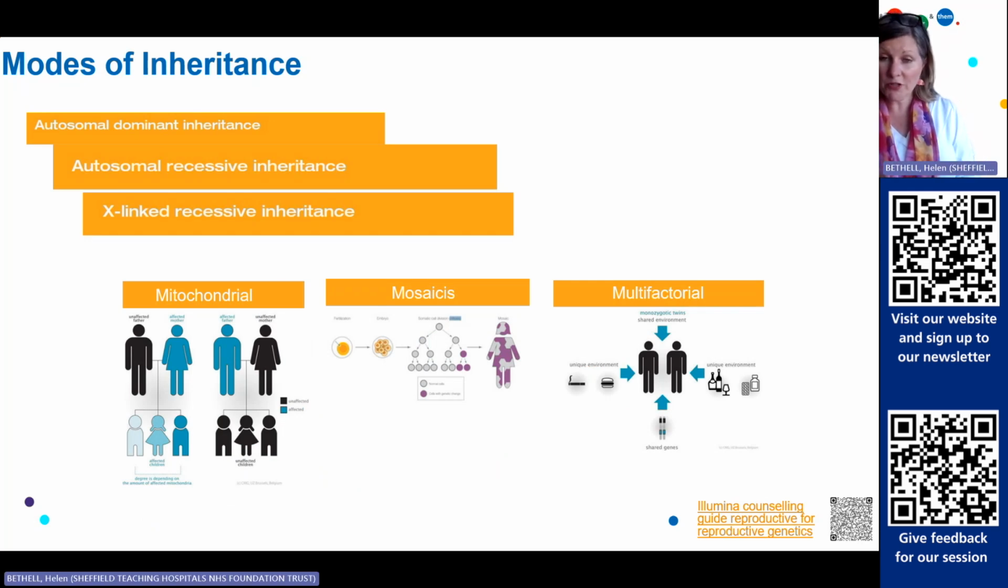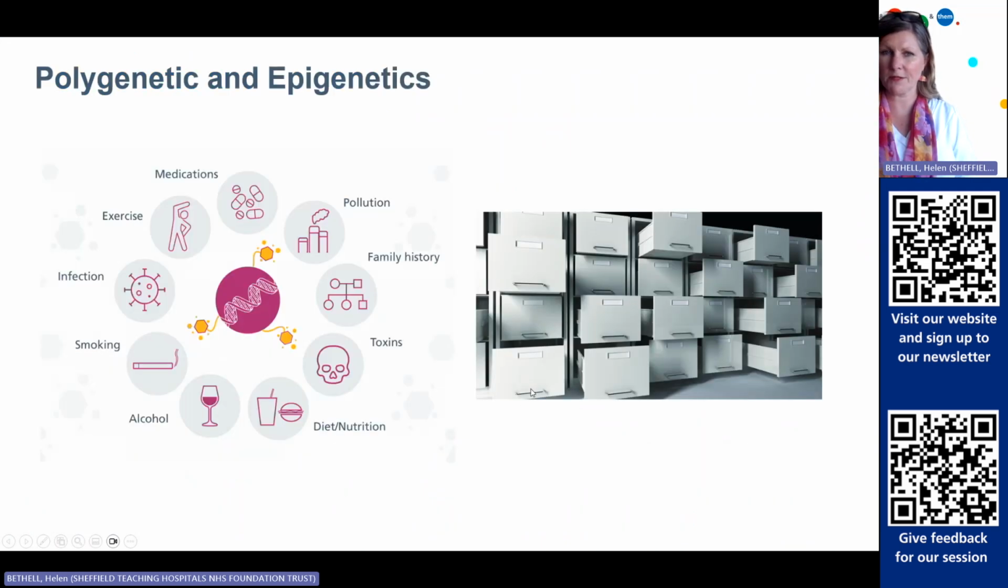In terms of other genetic modes of inheritance, they do exist. We have mitochondrial, we have mosaic, and we have multifactorial. But I'm not going to go into those in massive detail. Again, if you do come across those in your clinical practice, then it's probably worthwhile reaching out to clinical genetics, who'll be able to advise on those.